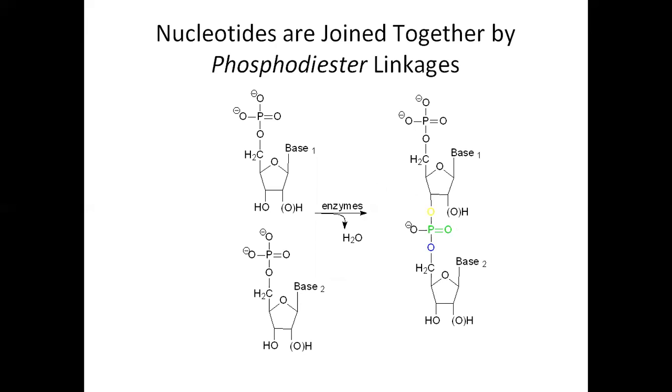Nucleotides are joined together by phosphodiester linkage to construct the nucleic acid. On this slide, I am showing a somewhat incorrect simplification of phosphodiester bond formation. I am also using yellow plus blue makes green to show why we call this a phosphodiester.